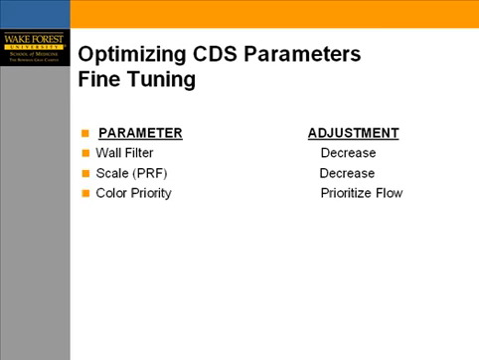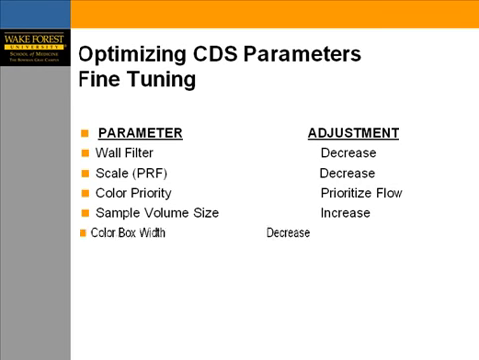The color priority, this is very tough to tell you how to optimize, but many of the machines nowadays have built-in modality that you cannot change much, and it is part of the manufacturer's preset parameters. The sample volume size: increasing this volume size also helps you to get better flow in the area of interest.